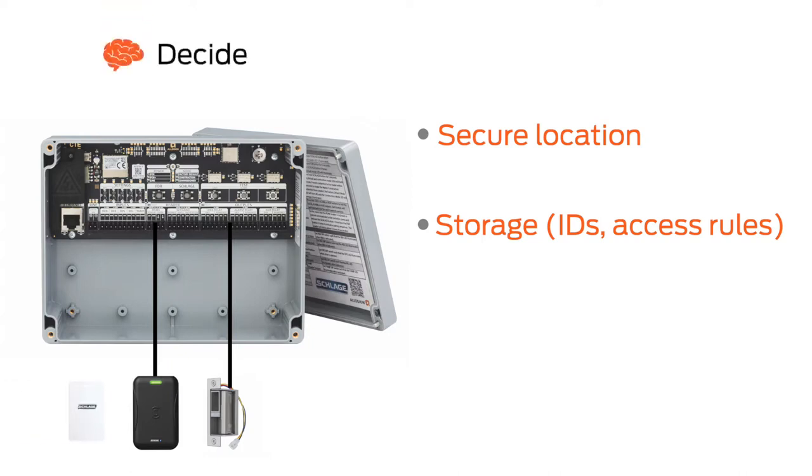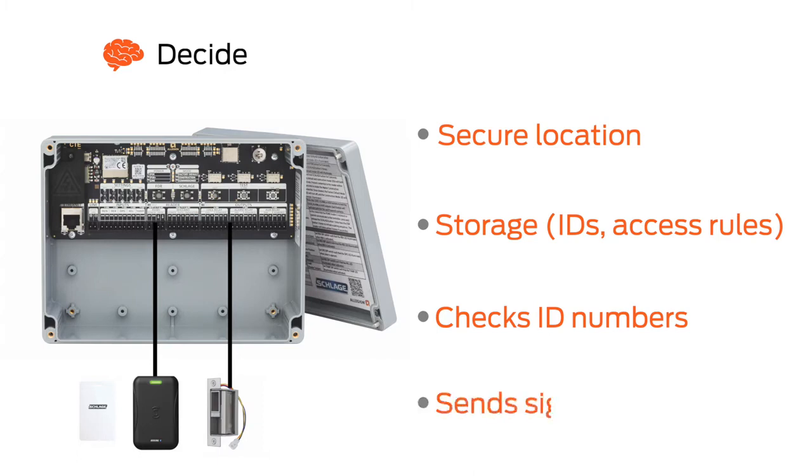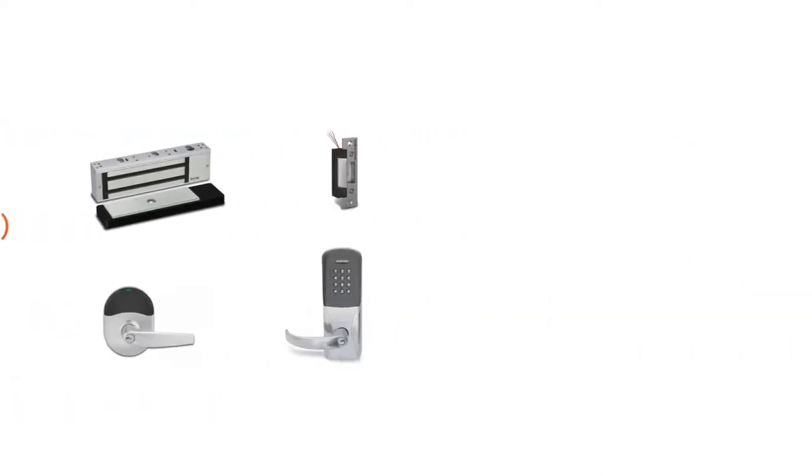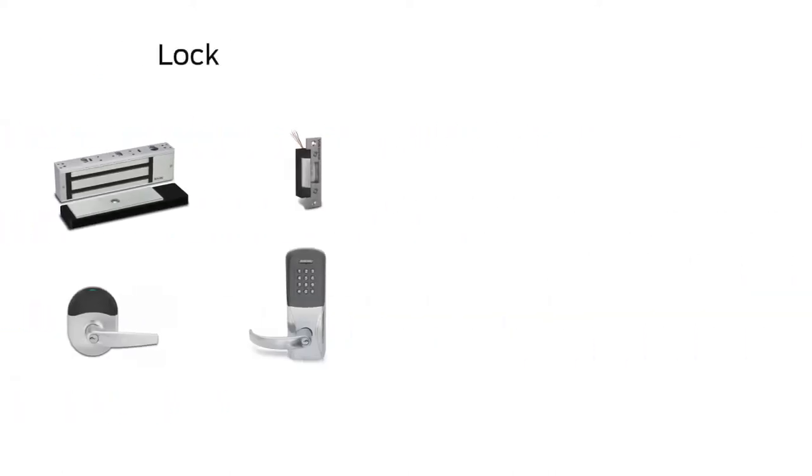When it receives an ID number from one of the readers, it checks to see if it's a valid ID number and any other conditions for access, such as time of day or what door they're trying to access. If all of the checks that the controller has been programmed to do pass, then the controller will send a signal to unlock the door. The lock, then, is the part that receives the signal from the controller and unlocks.